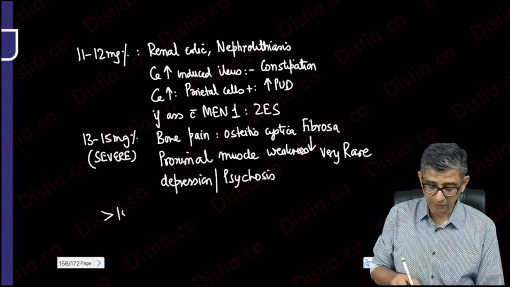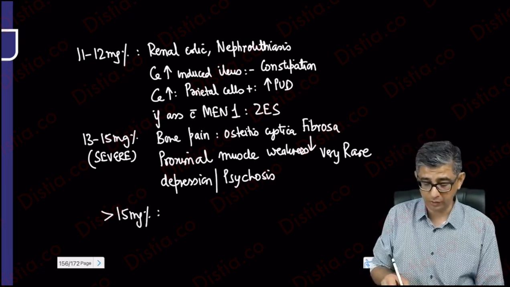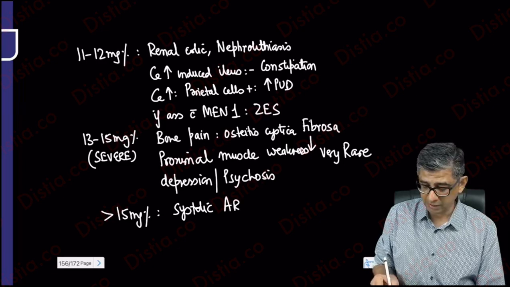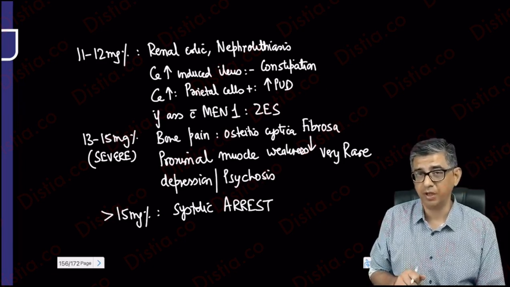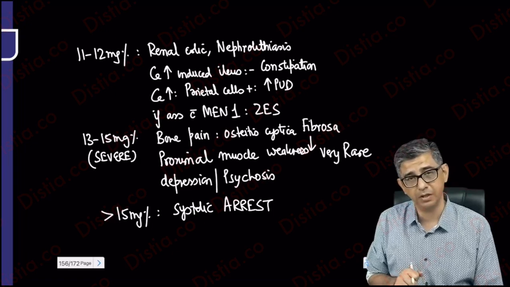And why I'm worried about these patients is that if diagnosis is not made, then the unfortunate bad news can be that this person can expire. In fact, that's a standard question that you need to remember, that if calcium values go in excess of 15 mg%, then possibility of systolic arrest in a patient would be substantially high.